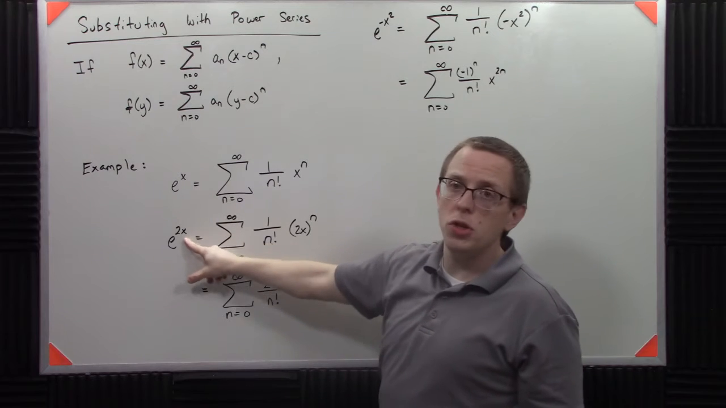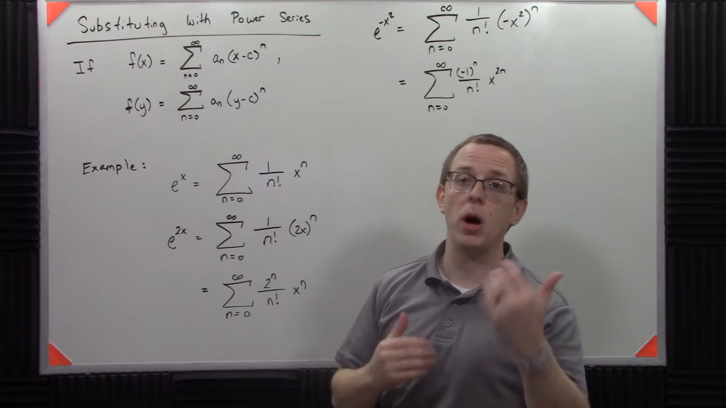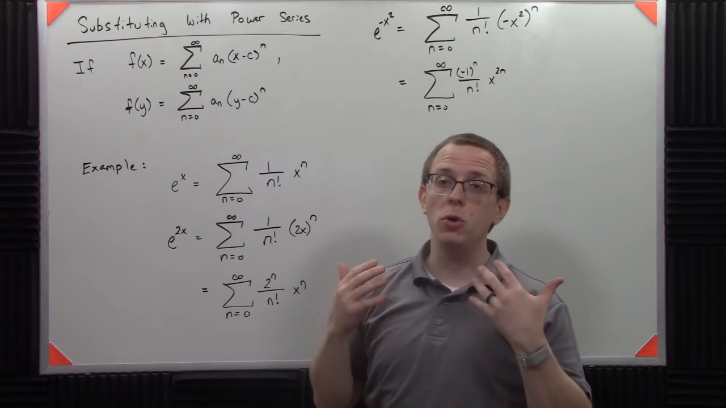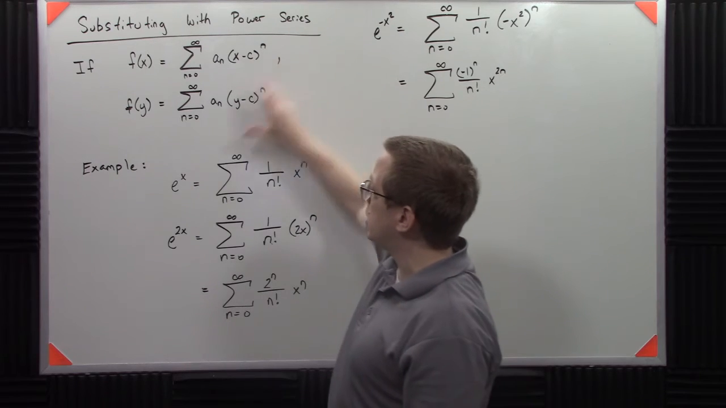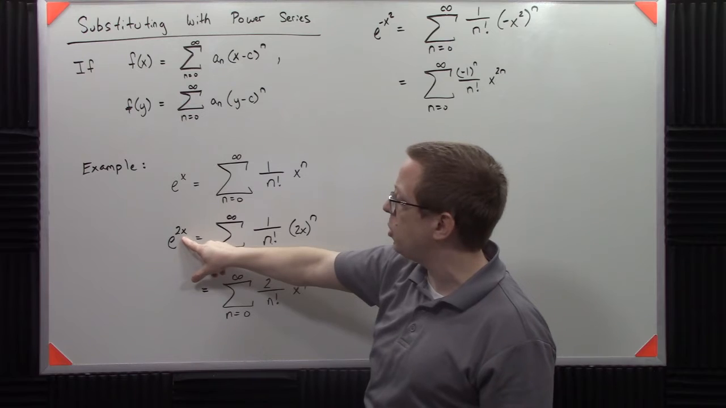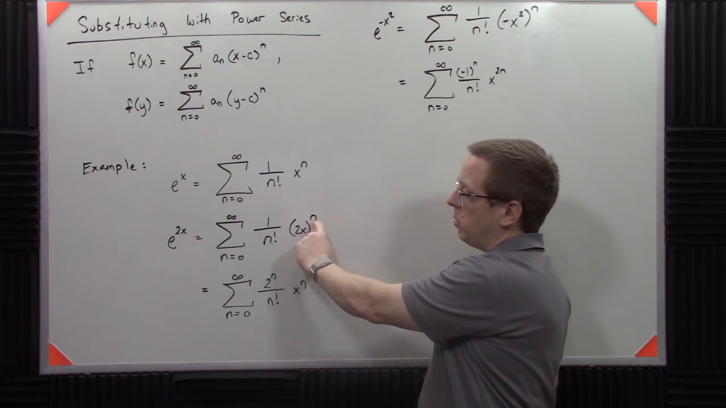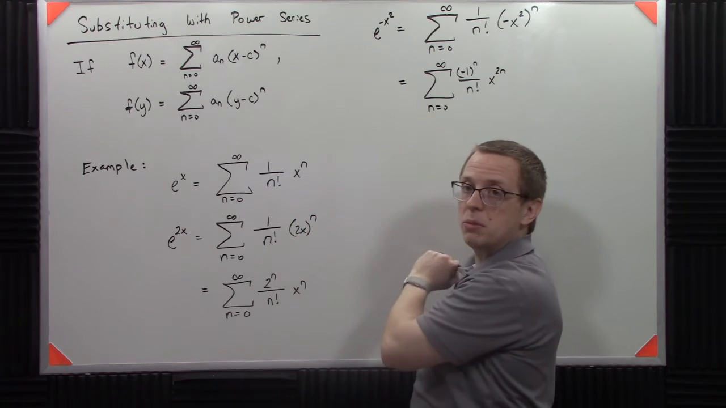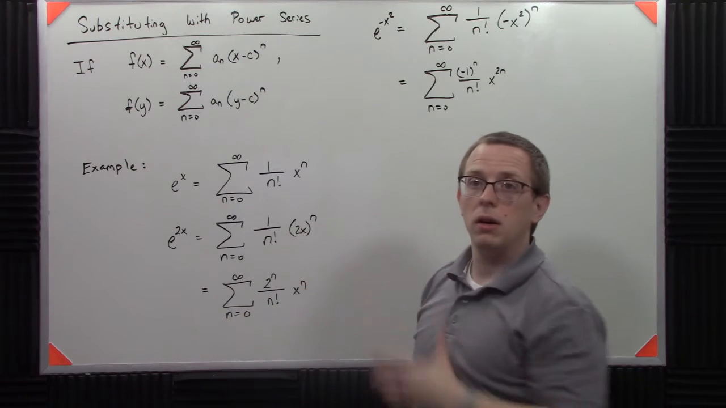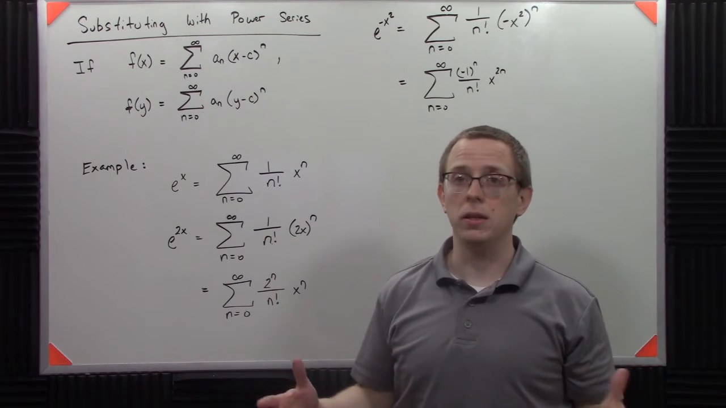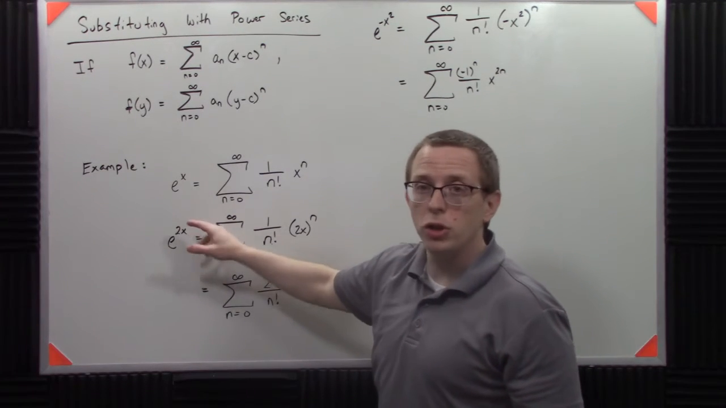But if I want e to the 2x, now you could generate a Maclaurin series the old-fashioned way. You could take f prime, f double prime, and try to find the pattern, and figure out what that Maclaurin series looks like. But instead, why don't we use this? If e to the x is this, then for e to the 2x, I just replace x with 2x. Now I can distribute the exponent, and I get 2 to the n times x to the n. So I bring out that 2 to the n, and I now have a power series. So in seconds, I can generate a Taylor series for a different function, but it's related.